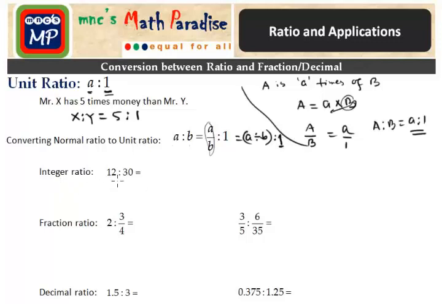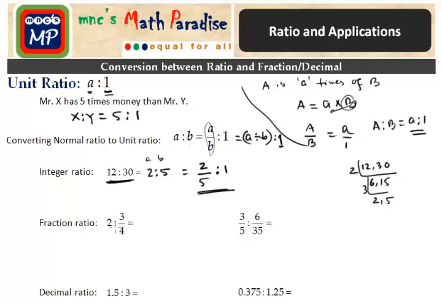Here we have a ratio 12 ratio 30. We need to convert it into a unit ratio. Before converting, we can simplify this ratio. For 12 and 30, if we take 2 common, we get 6 and 15. If we take 3 common, we get 2 and 5. So the simplified equivalent ratio is 2:5. Using this formula, the unit ratio will be first quantity divided by second quantity ratio 1. So this is the unit ratio corresponding to this given ratio.